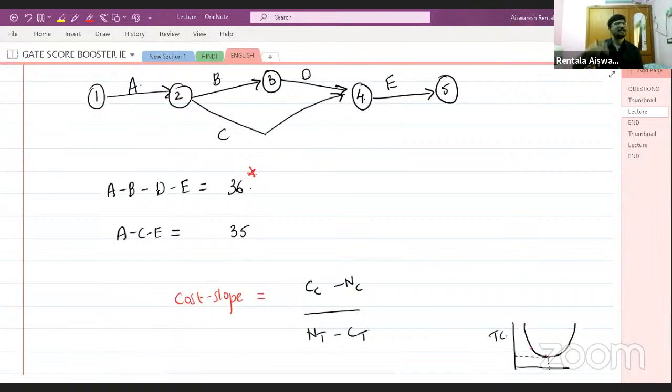So whenever you want to crash any activity by more than 1 day, you have to look at the subcritical path. This is the critical path. The next maximum path will be your subcritical path. So that is the simple name given.